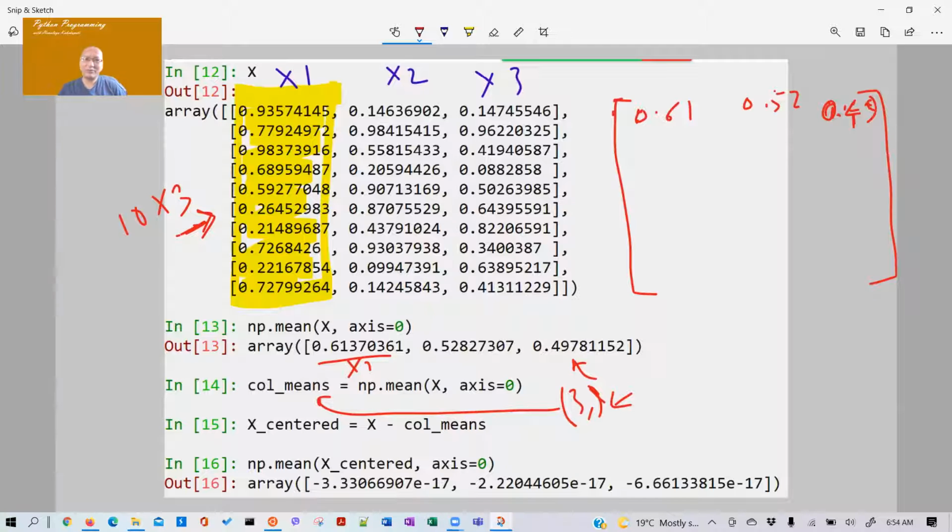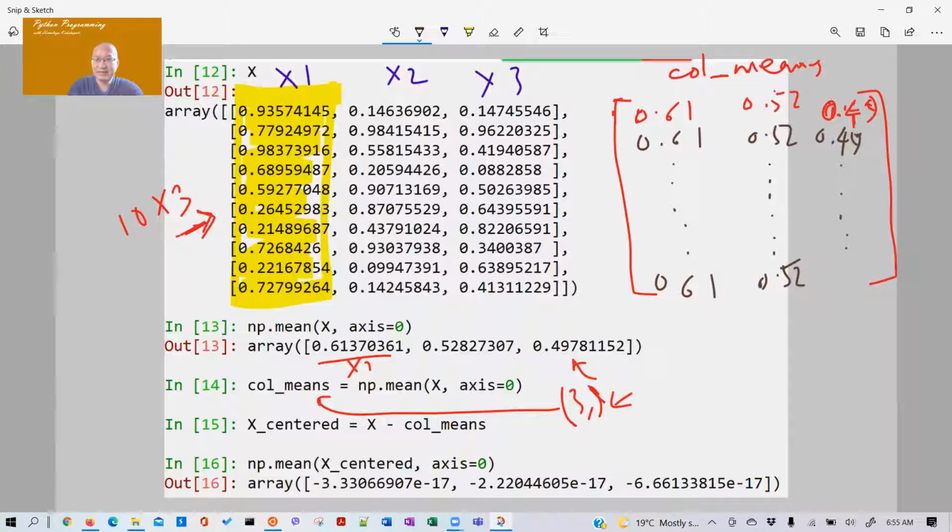So anyway, our broadcast here, now what should we do? Like the column means, we broadcast. 0.61, 0.52, 0.49 duplicated for each row. So I'll duplicate it, and you would have 0.61, 0.52, and 0.49. Perfect.